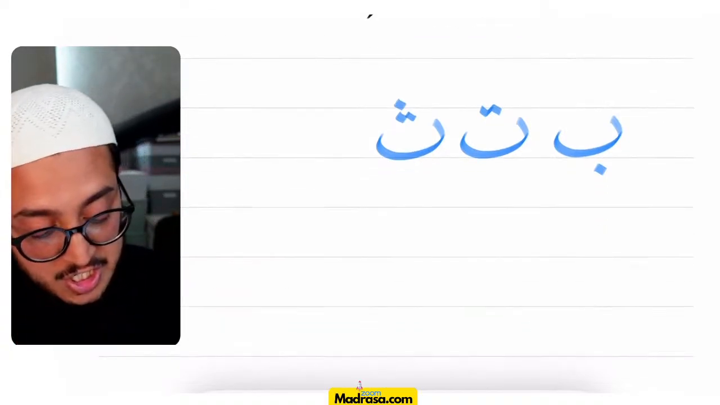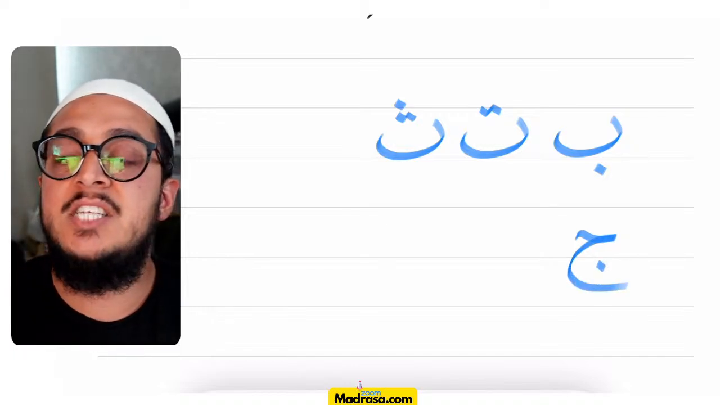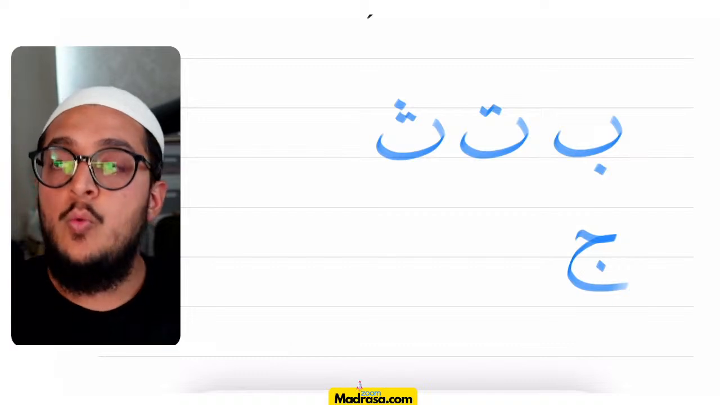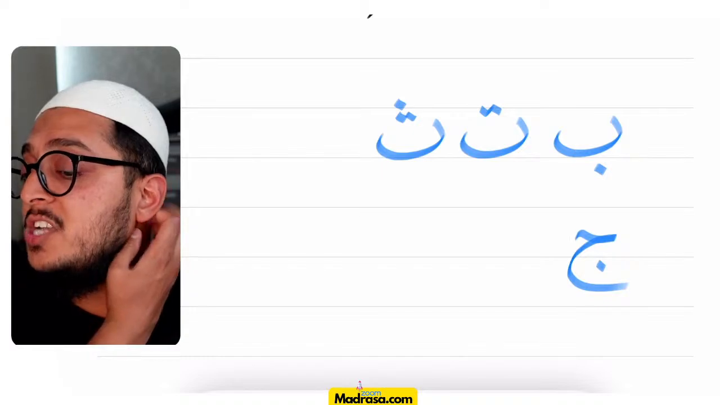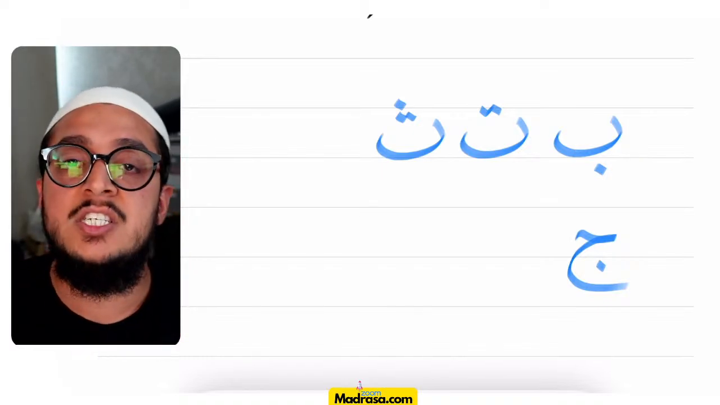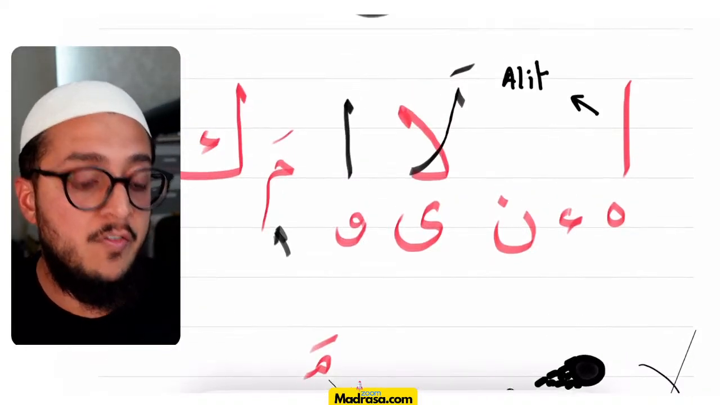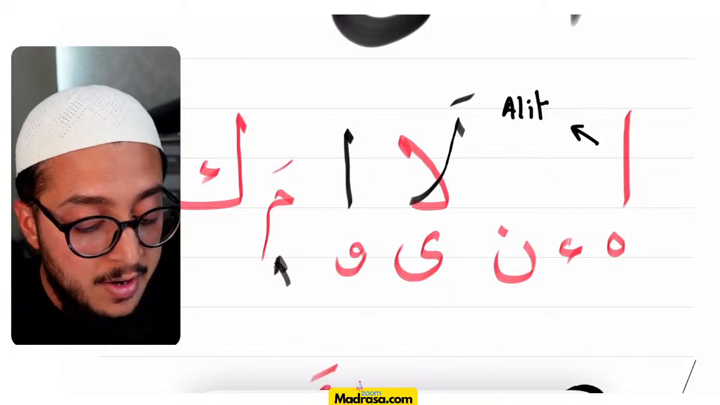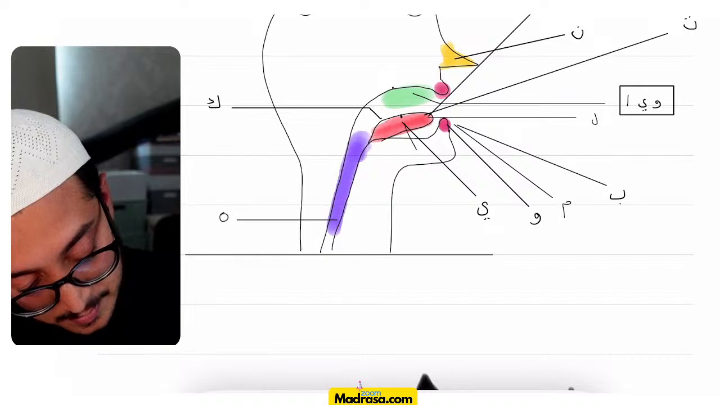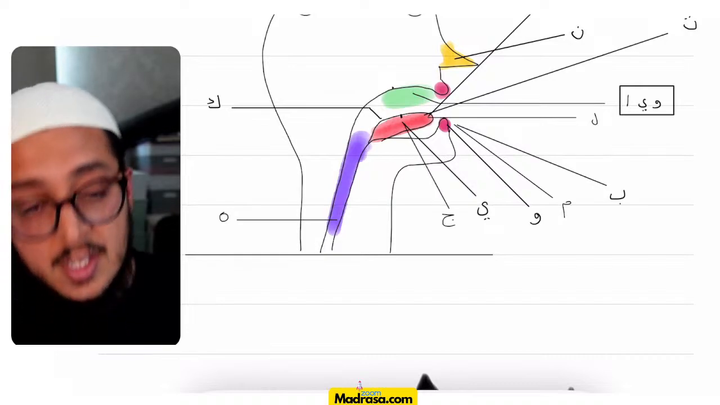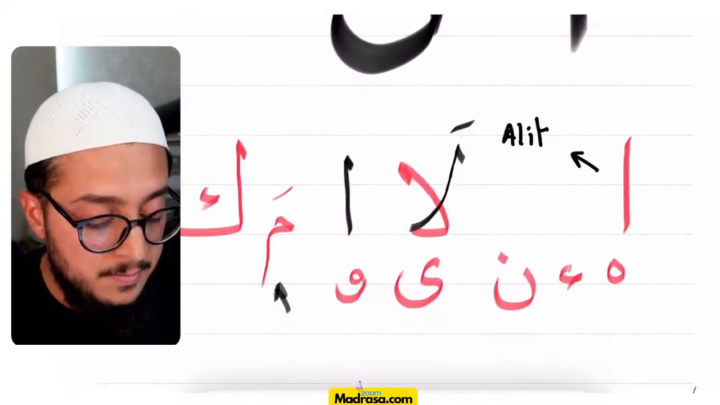Jim. Maj. Which part of your tongue? Now, Jim is not really a letter that a lot of people read wrong, but I just want you to discover Maj. It's not really the tip of your tongue, it's the mid of your tongue. Very good, Mumina. Well done. It's somewhere close to the mid of your tongue, against the palate. It's slightly different, but it's there.